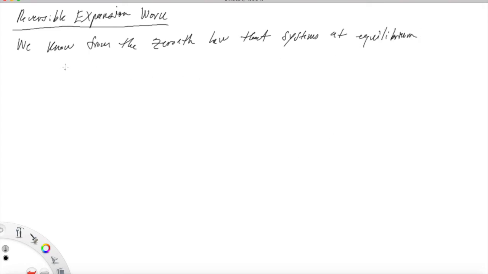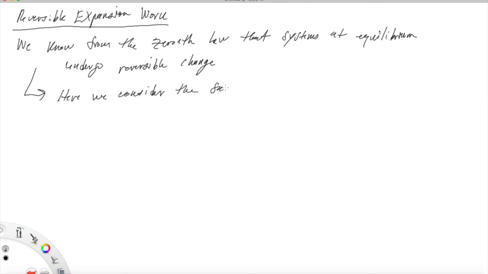And for reversible expansion work, we know from the zeroth law that a system at equilibrium tends to undergo reversible change. And the reversible change here, when we're thinking about expansion work, is that we're going to consider the same setup as before with the piston, but we're going to consider that the gas pressure inside the piston is the same as the external gas pressure. And we're saying that this system is in mechanical equilibrium. So if we have an infinitesimal change in pressure on one side or the other, then the equilibrium will be restored. And that this change is reversible.